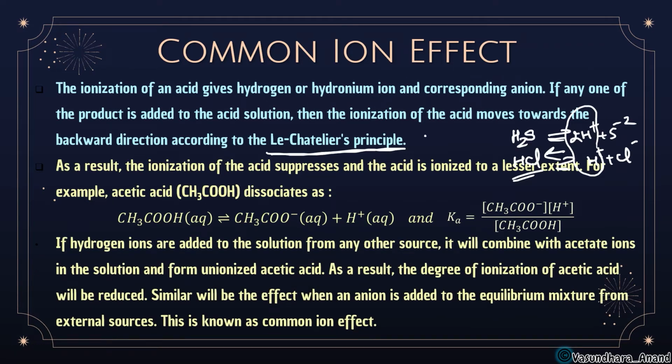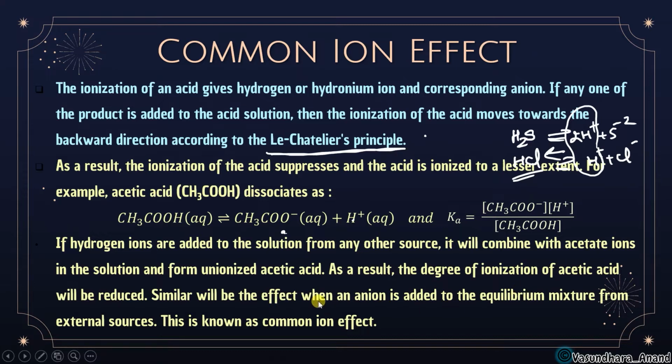If hydrogen ions are added to the solution from any other source, अगर इस क्वेश्चन में या तो हम इसको increase करते हैं या इसको increase करते हैं, किसी भी source से if I increase this, the equilibrium will shift in the backward direction and dissociation of this acid will be to a lesser extent. Got it? The H plus will combine with acetate ion in the solution and form unionized acetic acid. As a result, the degree of ionization of acetic acid will be reduced.